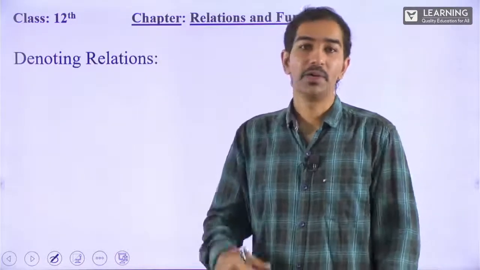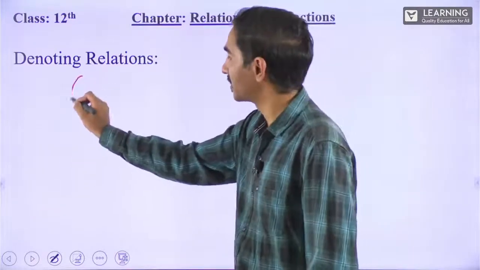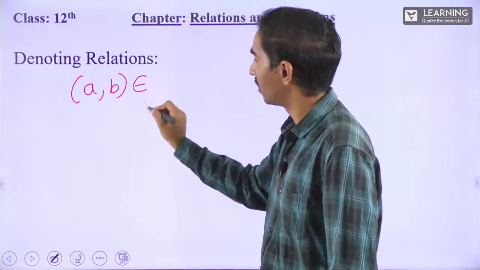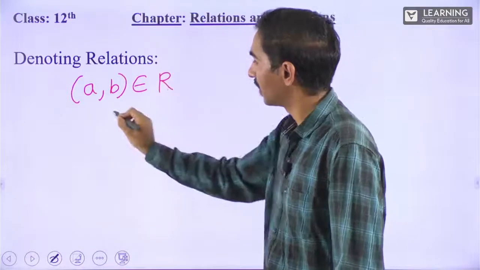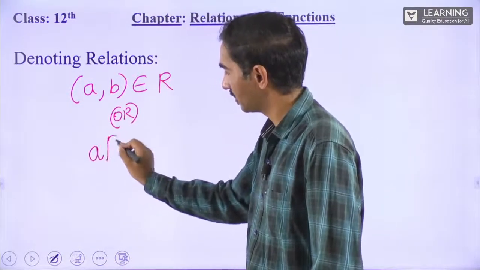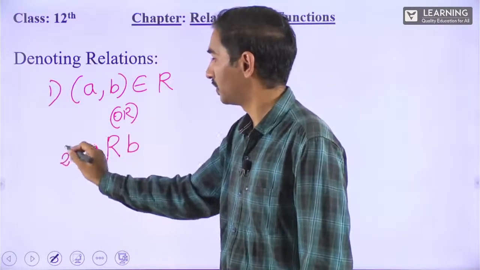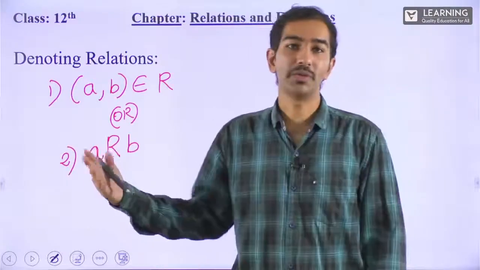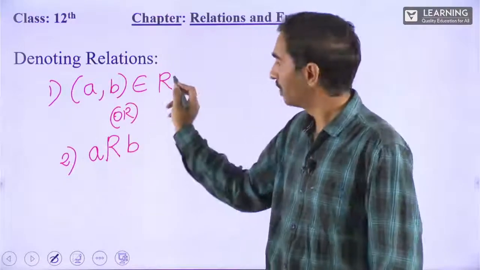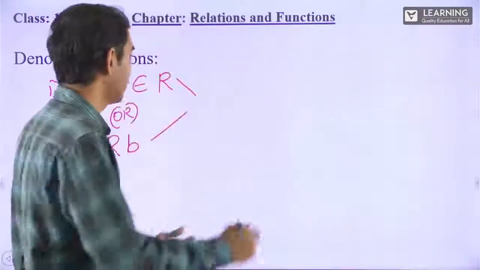Denoting relations. So how do we denote relations? Okay, so relations are denoted like this: A comma B epsilon R, or relations also can be denoted as A R B. So number 1 and number 2. Relations can be denoted in these two ways, students. So how do we read this and how do we read this? Both we read in the same way. How are we reading them, students? I'll just write down here.